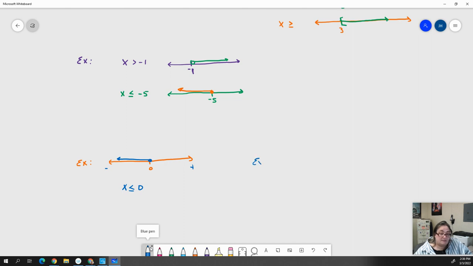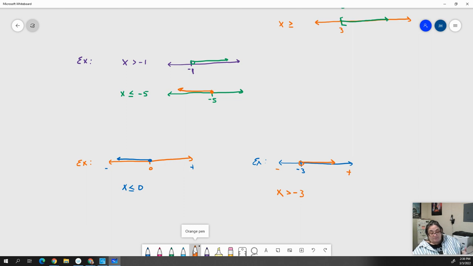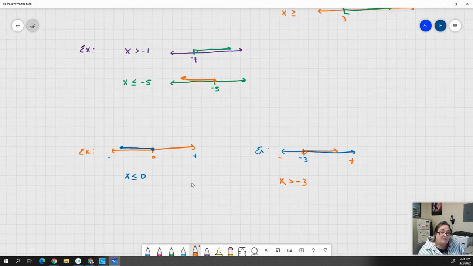right? If we did it with, say, we were at -3 and we had an open dot going in this direction, we would say that x is, now we're getting on the bigger side, right? The numbers are going to get bigger in this direction and smaller in that direction. So x is greater than, but it's an open dot, so not equal to -3. So pay particular attention to that.